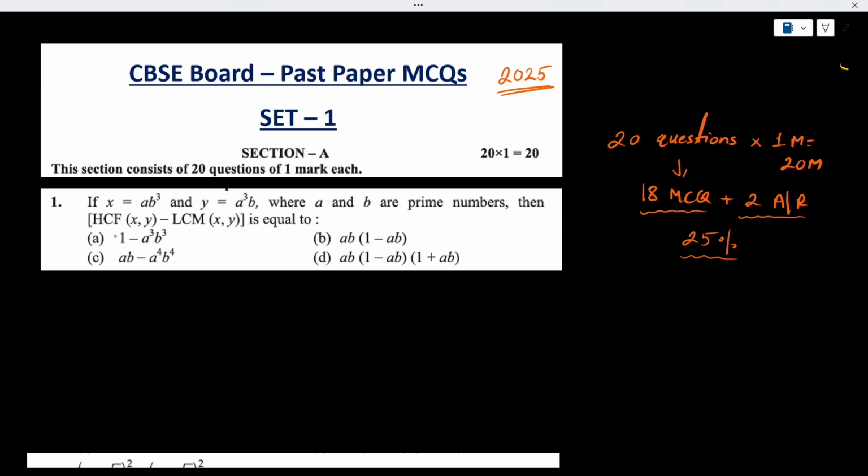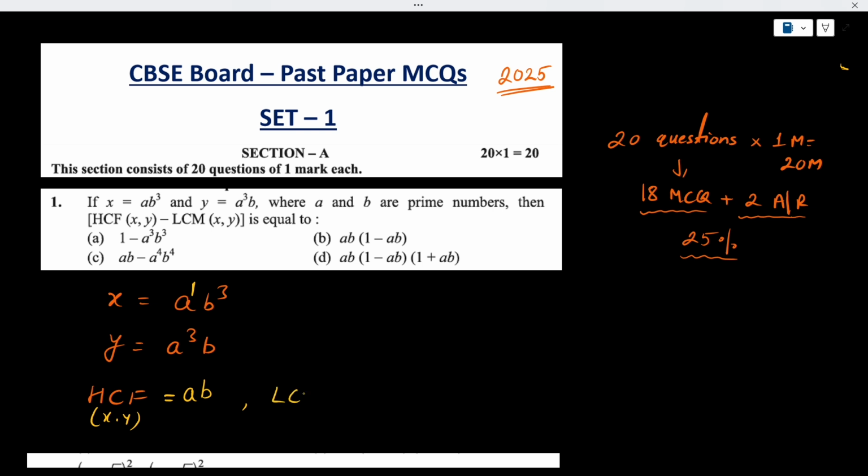Now what do I need to find out? We need to take the difference, HCF minus LCM. So x is a b cube and y is a cube b. What is going to be the HCF, the highest common factor? Among a and a cube, the highest factor both x and y have is a to the power 1, which is a. Similarly, between b cube and b, the highest common is b. So the HCF of x and y is ab.